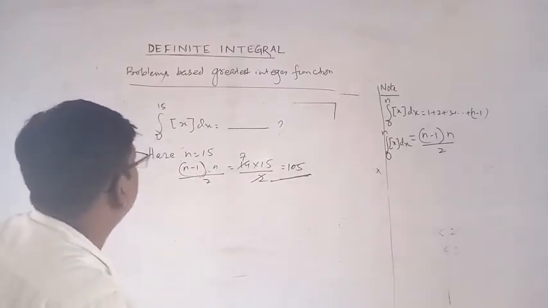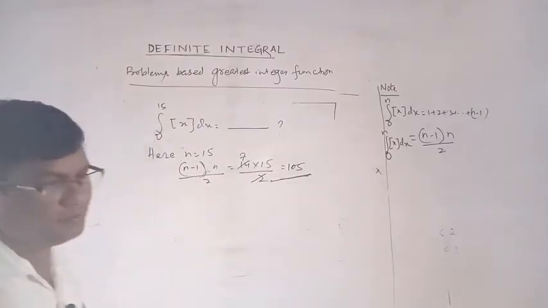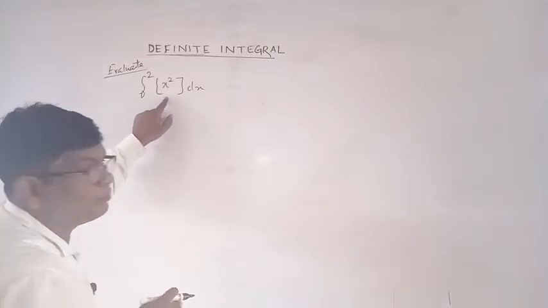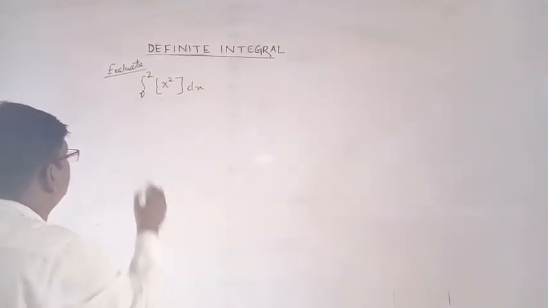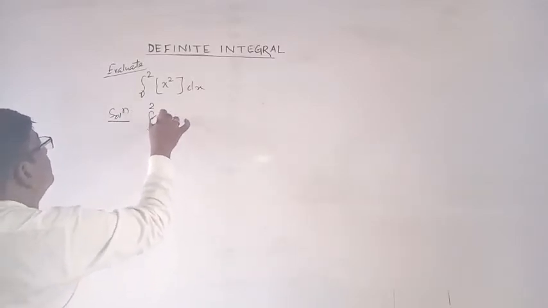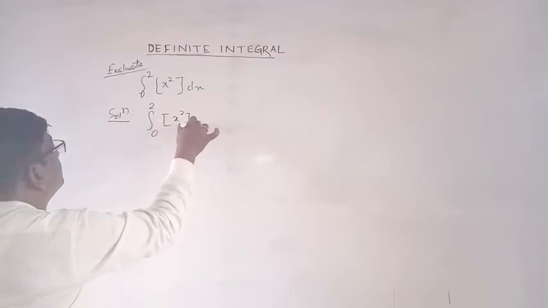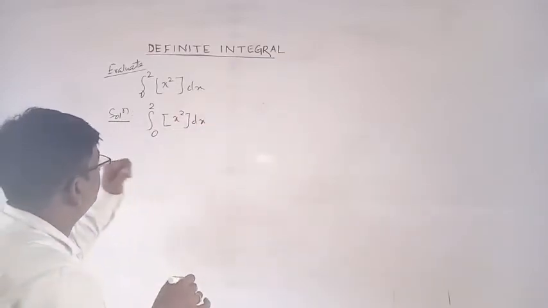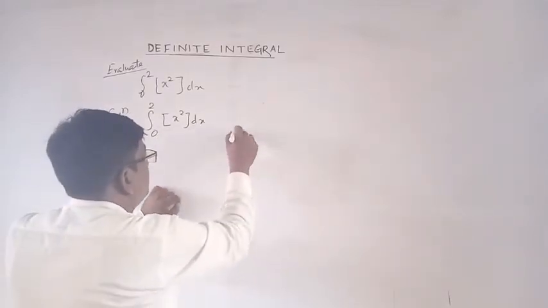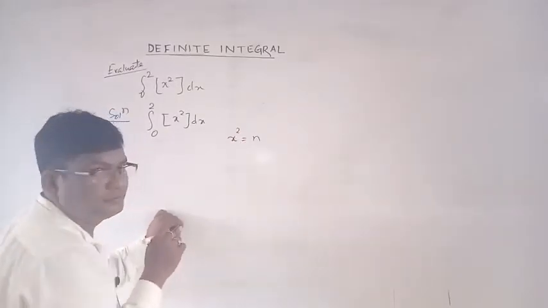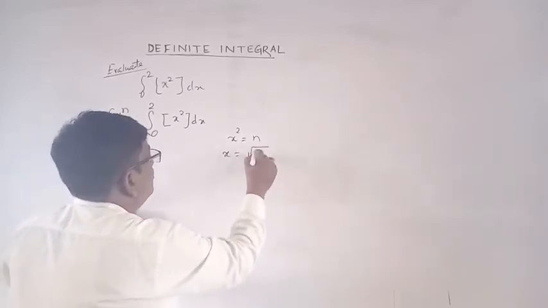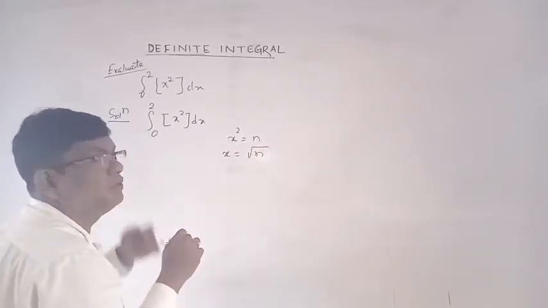Now more questions related to the greatest integer function. One question: the integral from 0 to 2 of bracketed x square dx. Solution: in 0 to 2, what we put in place of x is important. Suppose x square is equal to n, that is required. So x is equal to root n.